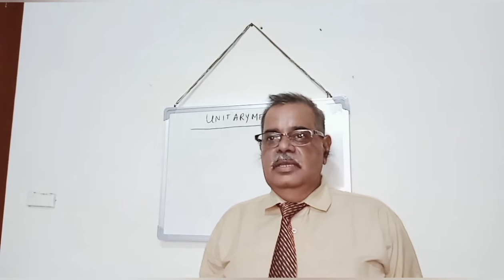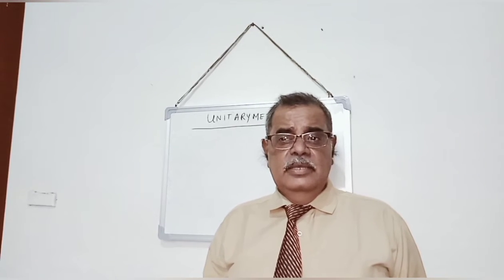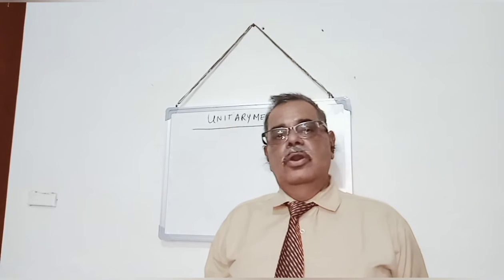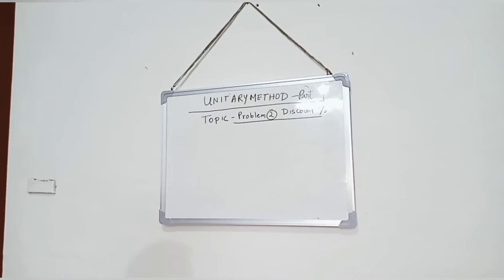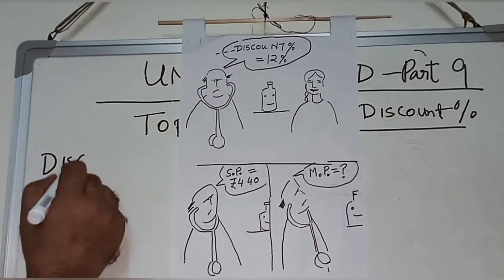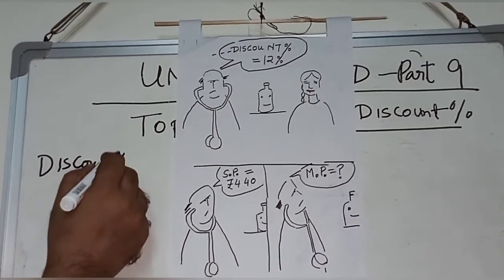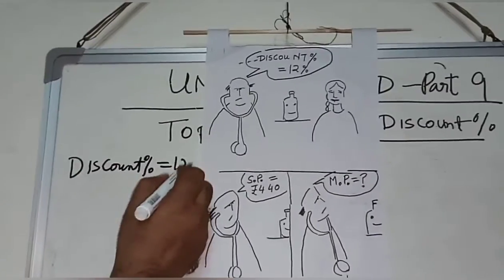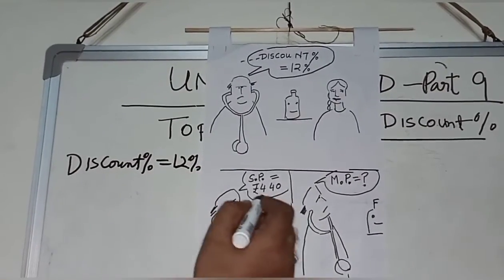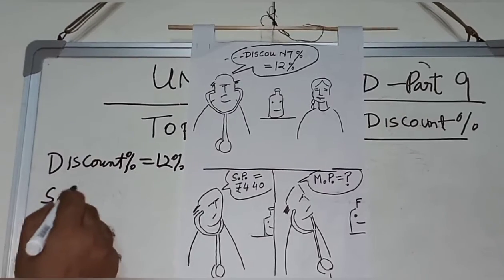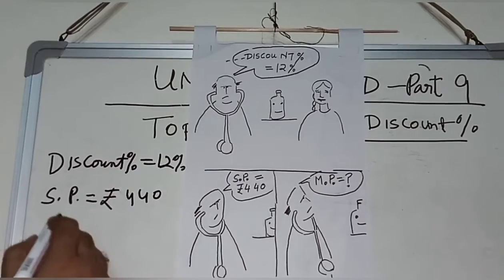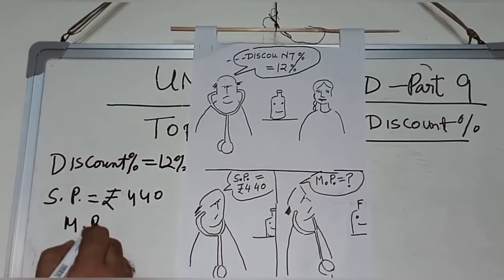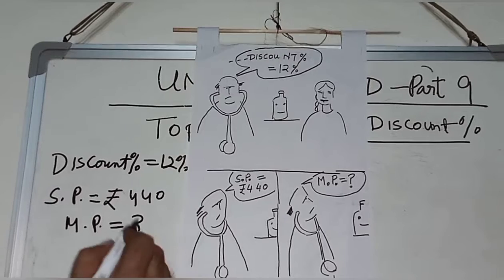See, in this case Iti has to find two things, the selling price as well as the cost price. In this video, we are going to solve the second problem of discount percent. Discount percent is equal to 12%. SP is equal to rupees 440. And we are required to find MP. How are we going to find MP?